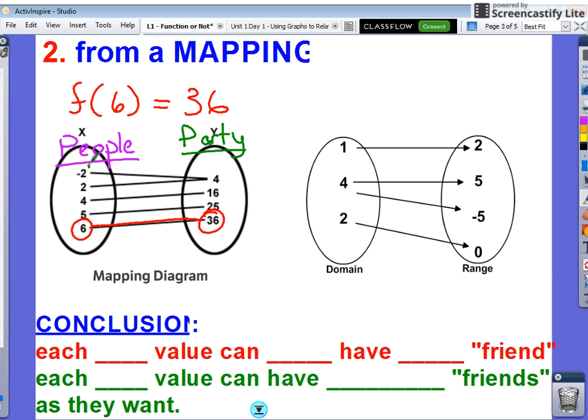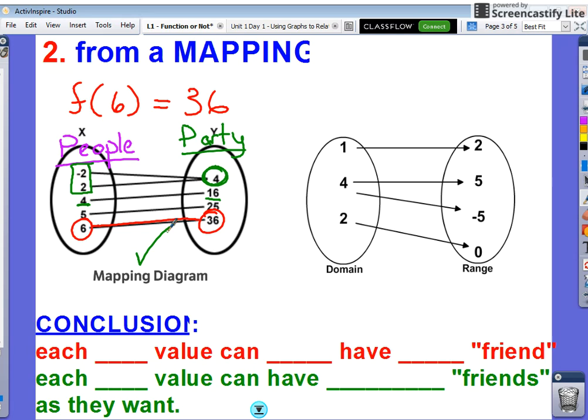Can two people both go to the party at number four's house? Well, yes, not a problem. That's great. So this, no problem at all. These people can go to these parties. Four can go to 16's party, not a problem. So yes, this is definitely a function, right?